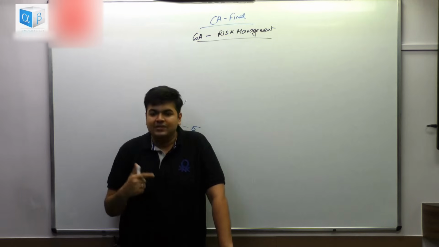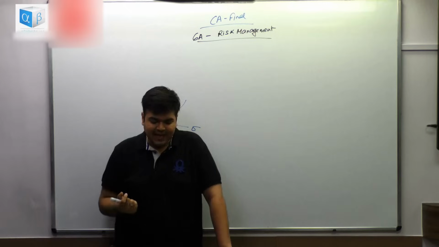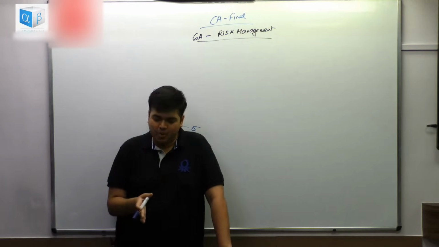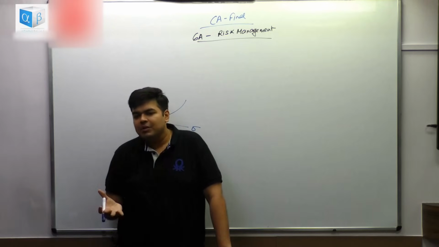The last one is your operational risk, chapter 9. Your basics are covered as to what operational risk is, what you understand by operational risk. Business continuity planning becomes important.